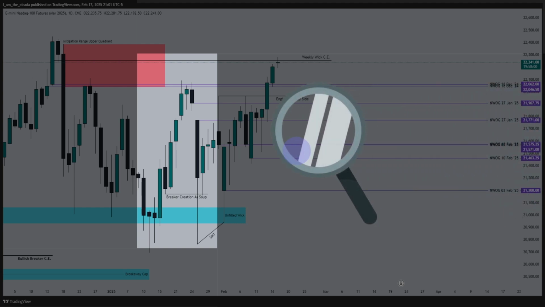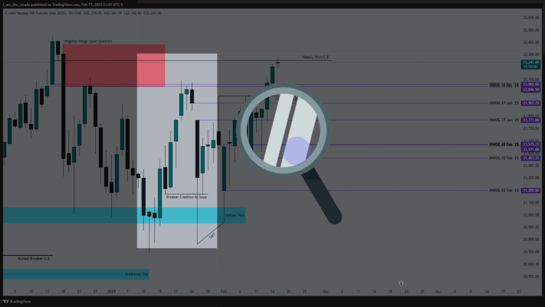Let's move into the 4-hour time frame so we can get a more in-depth look at how this move down happened. The reason it's significant is that, similar to the previous time where we went into this new week opening gap here, which is 16 December 24, we had a similar scenario to this one here. But instead of rejecting off of this unfilled wick and inversing gaps here and this mitigation block here, we treated a breaker creation as a soup.